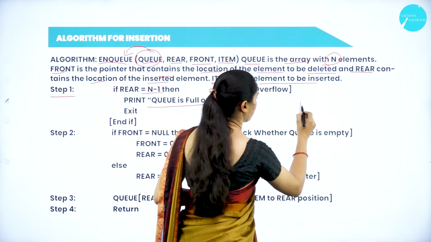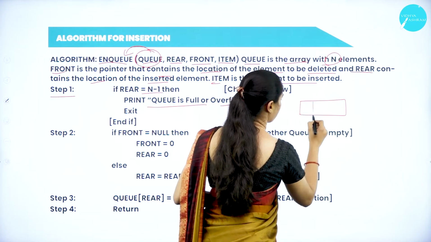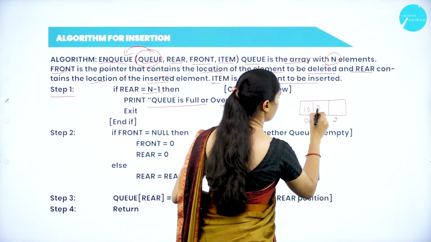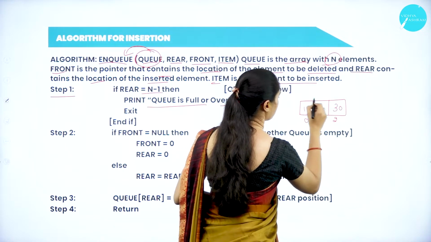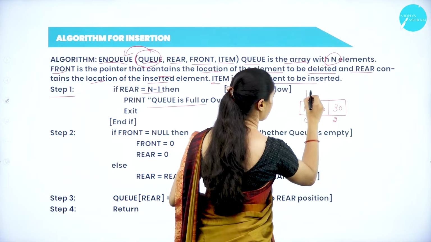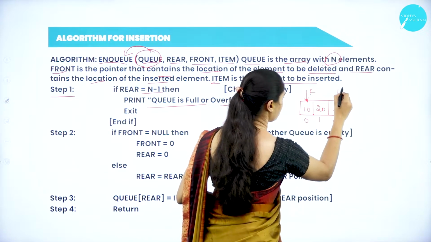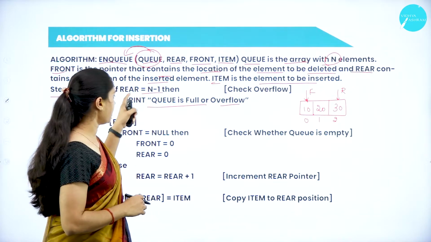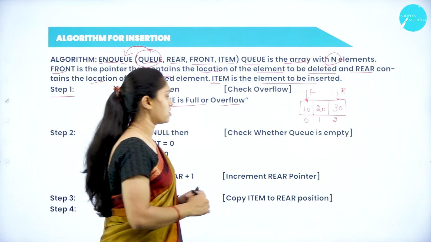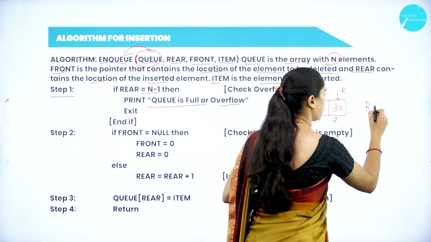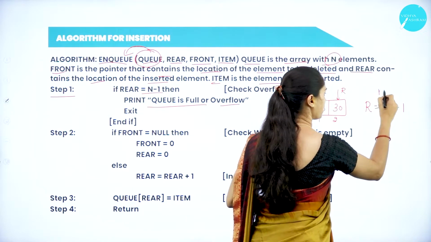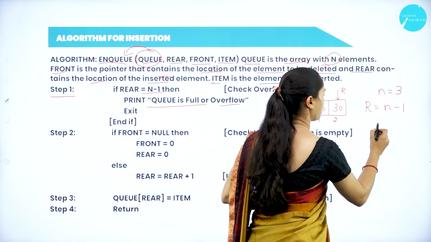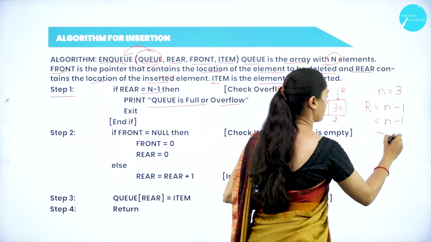So let me take one queue. Indexes 0, 1, 2 and the elements are 10, 20, 30. Now front points here and rear is pointing to this position. So rear is equal to n minus 1. What is rear now? First we know the n value. How many elements do we have? We have 3 elements, so n is 3. N minus 1 becomes 2.